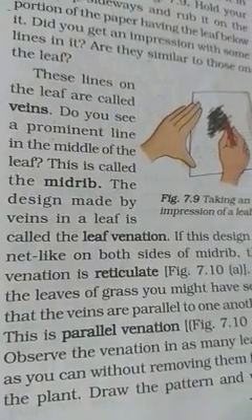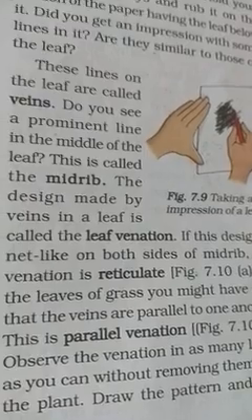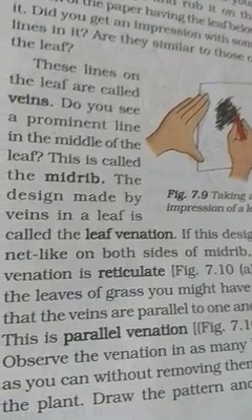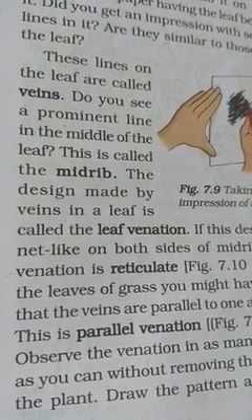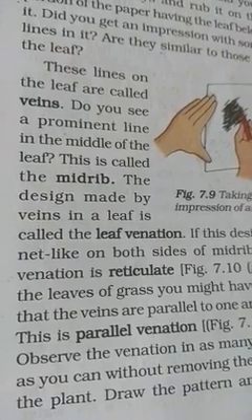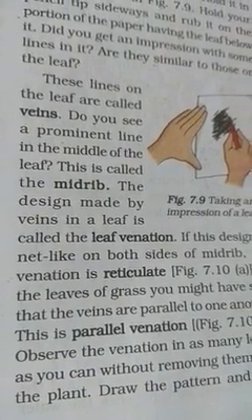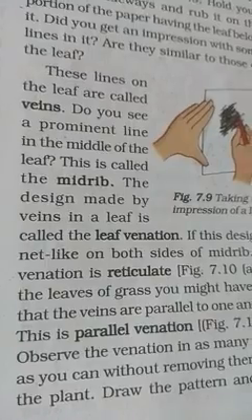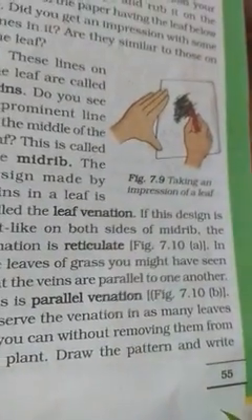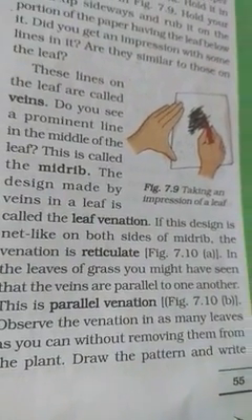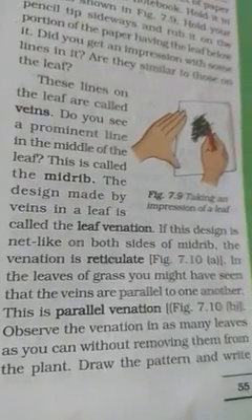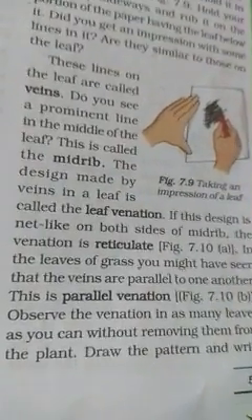So the arrangement of leaves with their veins is called venation, and the middle one, you can see the prominent line in the middle is the midrib. The design made by veins in the leaf is leaf venation. If this design is net-like on both sides of the midrib, the venation is reticulate. You can see in all these, the venation is network-like, like a network of veins. So this is called reticulate venation.